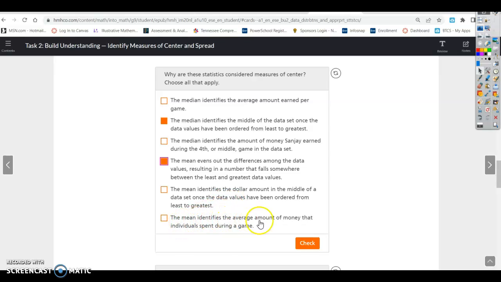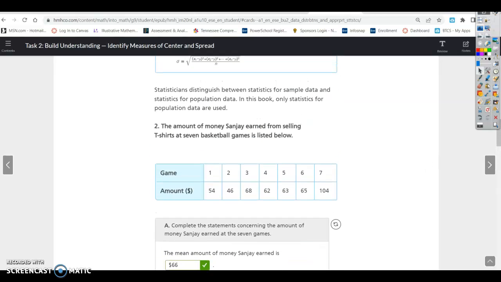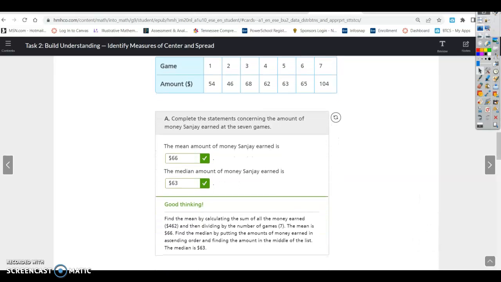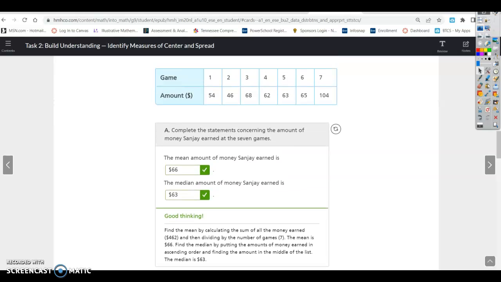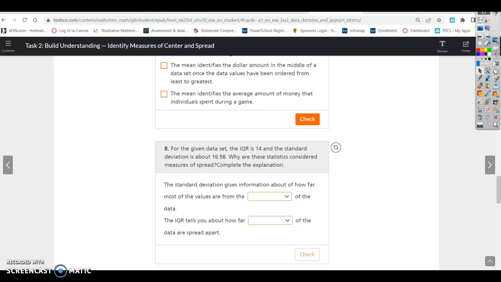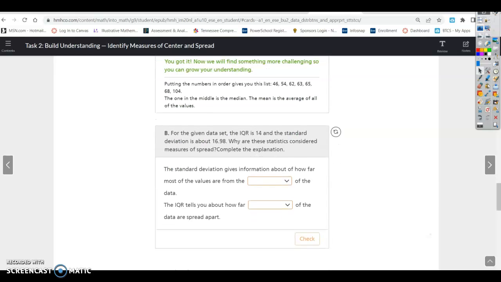The mean identifies the average amount of money that individuals spent during a game. All right, so it did find kind of the average that CNJ earned, but not that they spent during the game. So there's only 2 there that look like they are the correct answers.